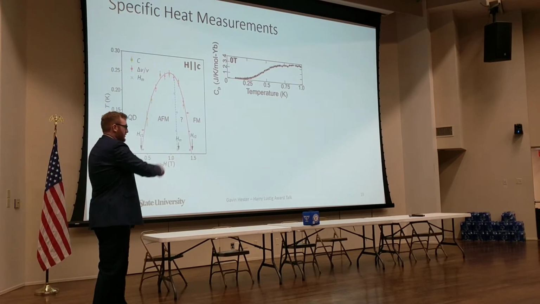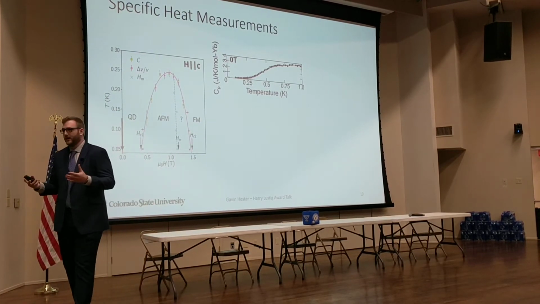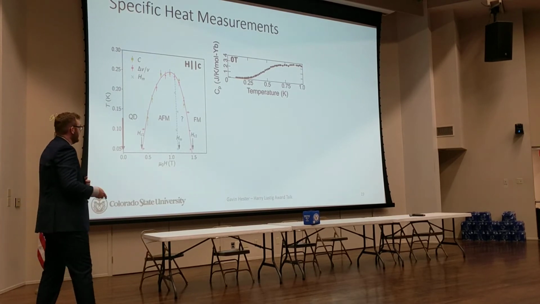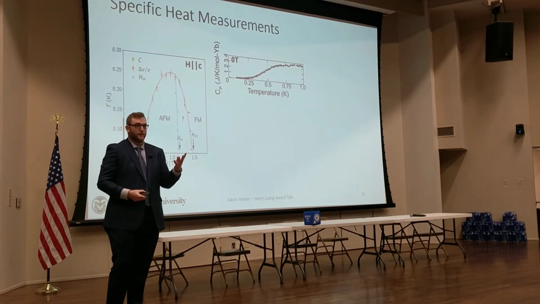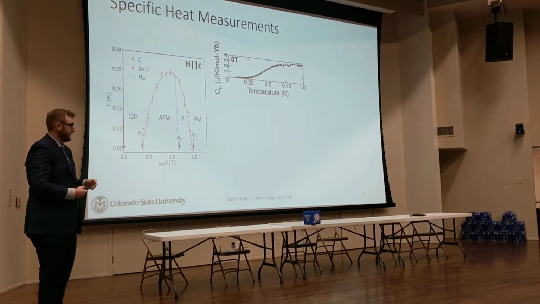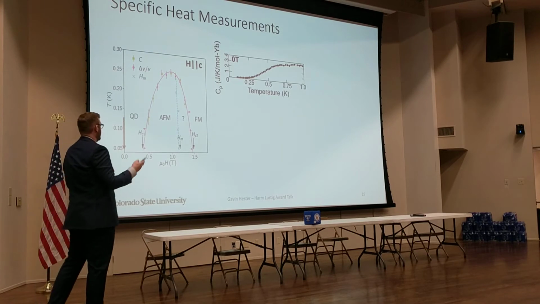And this broad feature in the specific heat is actually what's called a Schottky anomaly. It occurs when you cool a system with a discrete number of energy levels. So in this case, we can fit it to a 4-level Schottky anomaly, which makes sense for that singlet ground state and triplet excited states. So that makes sense for the quantum dimer magnet.